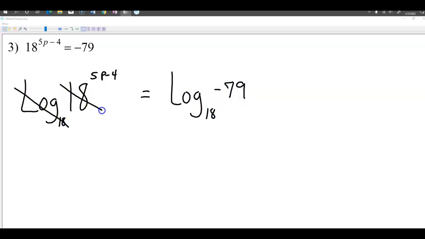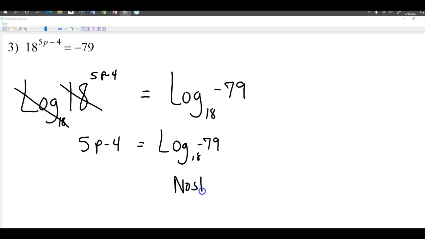So these cancel out, and it leaves me with 5p minus 4 equals log base 18 of negative 79. Okay. Now, at this point, I'm going to stop and say no solution. And that's because there's a negative there. Logs can't have negatives in there. So this is a no solution type of problem.